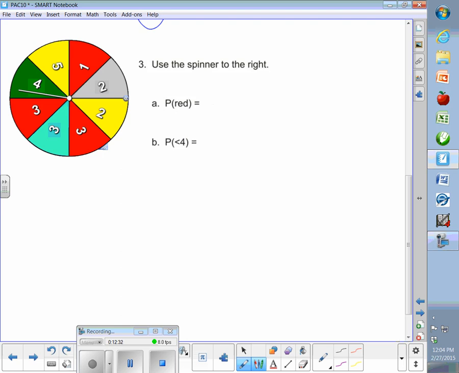All right, it's probability of red. We have a different spinner now, right? You have it on your paper. And so how many reds are there? There's 3. And how many total spaces? If you count them, there are 8. So our probability of a red is 3 and 8.